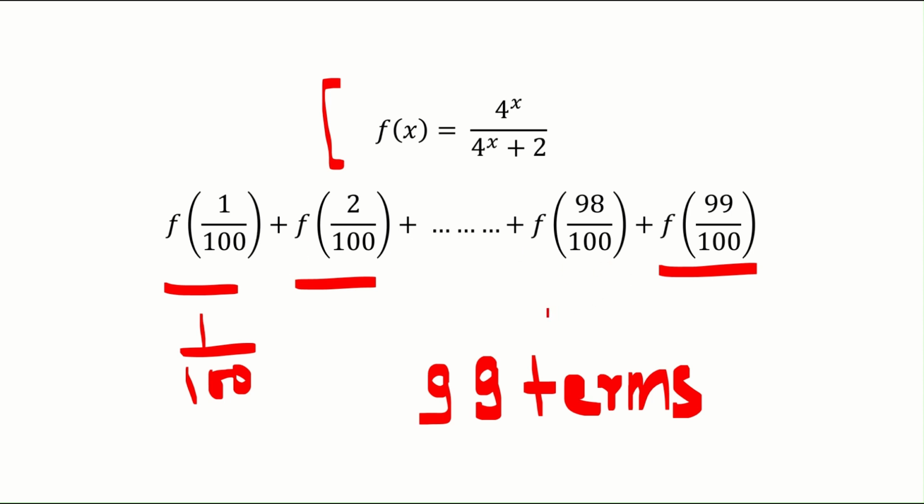So before we start solving it, why don't you pause the video and give it a try by yourself and see if you can solve this problem.